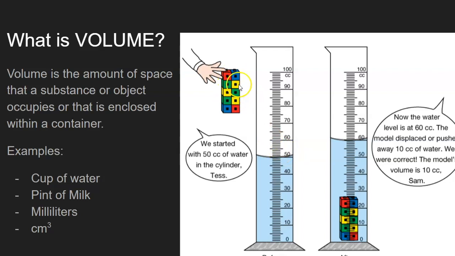That's how we get to 50. They're going to put these cubes, these Unifix cubes, into the graduated cylinder and see how much the volume is. So they put them in this one, and we can see that it's now to 60 cc's of water. In order to find the volume, you're going to take the new amount of water, so the 60, and subtract it by what you had at first, which was 50. So 60 minus 50 cc's is 10 cc's. So we know the volume of the Unifix cubes is 10 cc's.